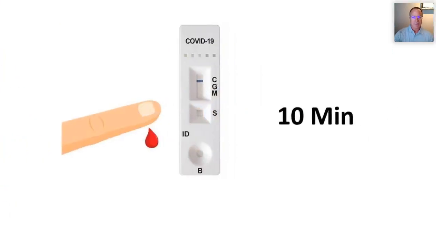So, here it is. We got a drop of blood, and it's going to be put on this little sample well. I'm going to put the buffer on this well here, and in 10 minutes you're going to get a read. And I'll show you how the various reads you can get will look in just a second.